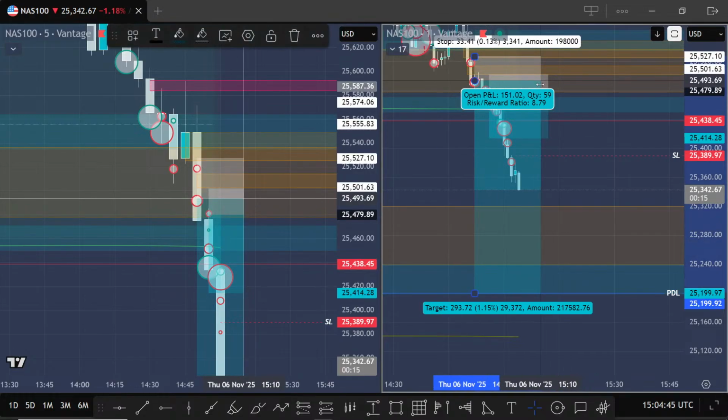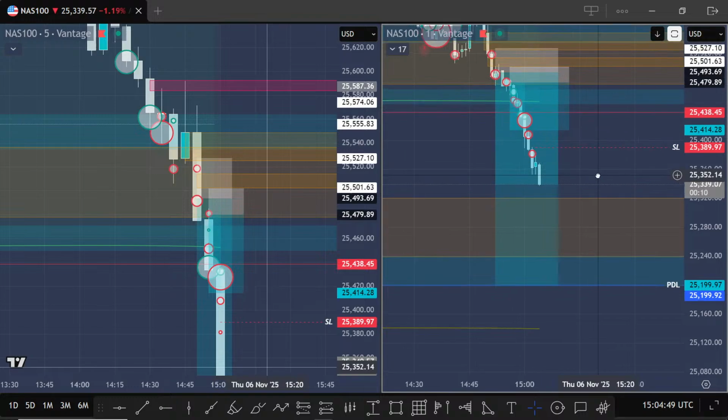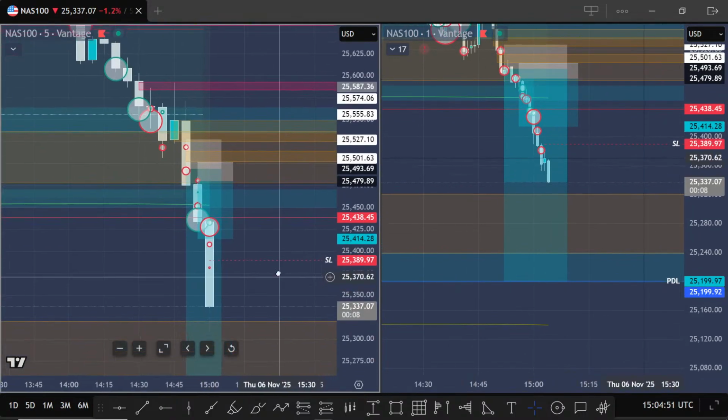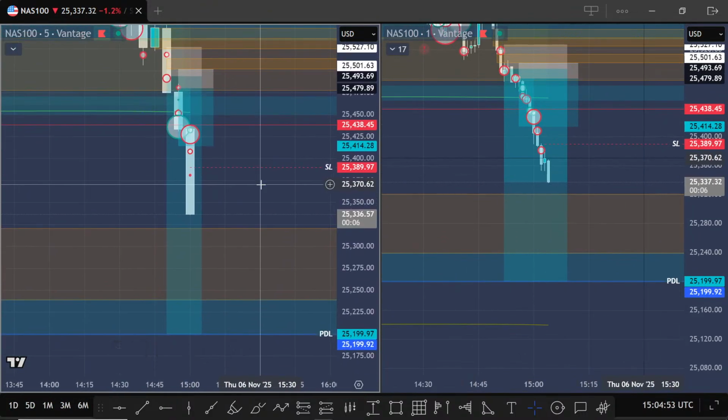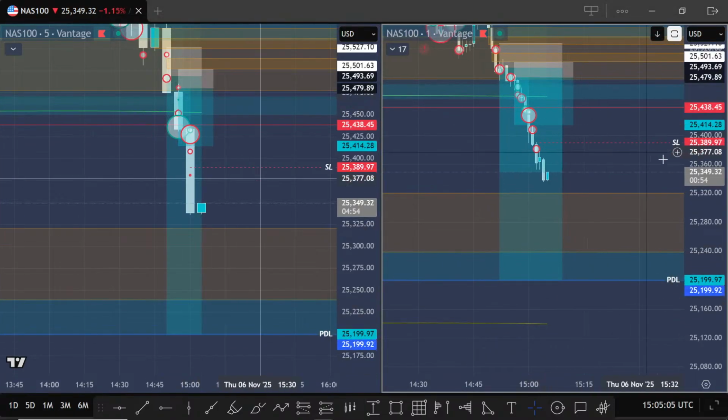See if we get a response from this low volume node. But this low volume node's already been tested before in the past, so I don't think it's necessarily going to create an accurate response or be something that's super significant. I think we are going to go... Well, I don't know what we're going to do.